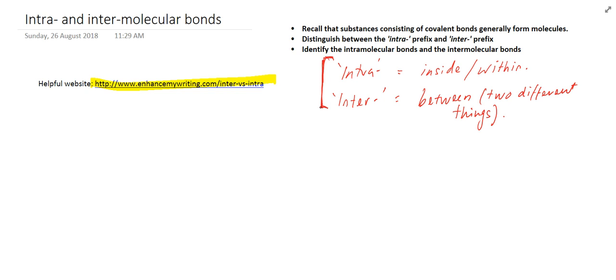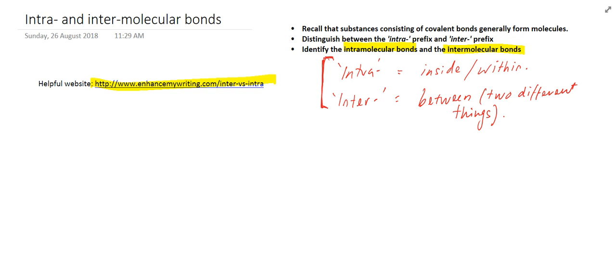Okay, so it's really important that you can distinguish the two because it's easy to get confused. And if you're confused with the prefixes, you will not be able to really distinguish intramolecular bonds and intermolecular bonds. And there's no way you could reliably determine where the intramolecular bonds and the intermolecular bonds are if you don't know how to distinguish the two prefixes.